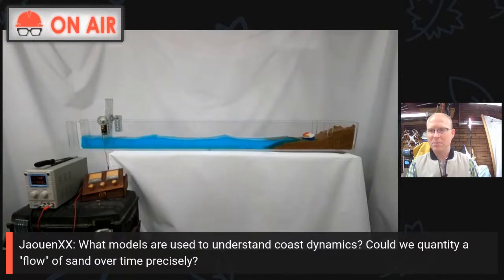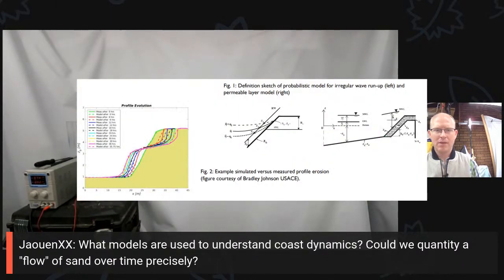And I actually have some pictures of these, if I can pull them up. So this is kind of similar to what my model shows, like a small cross section of the shore and how that might change over time due to wave action.